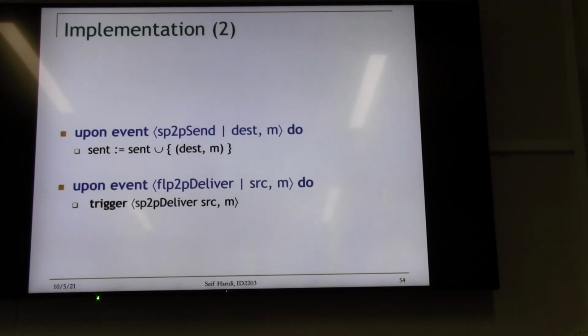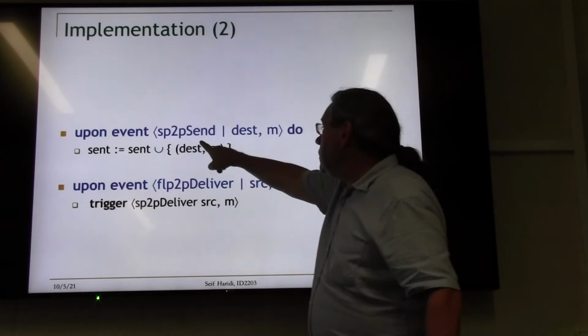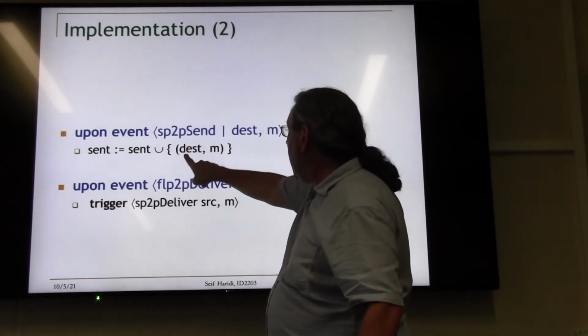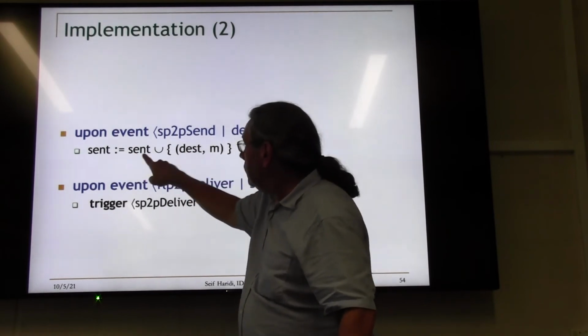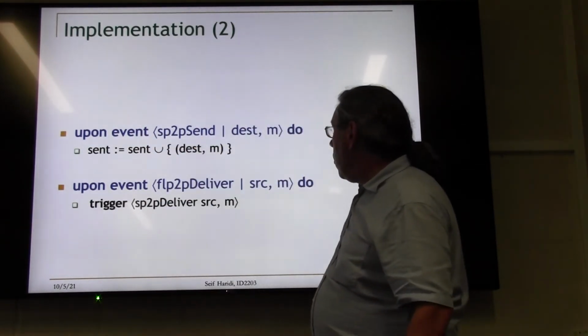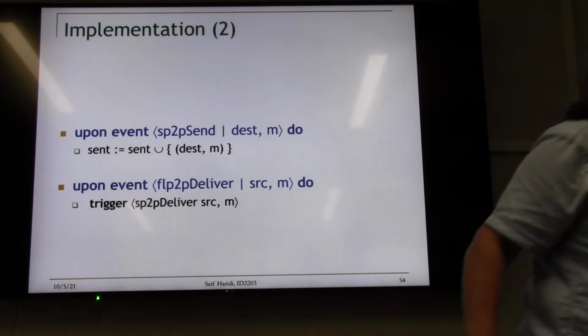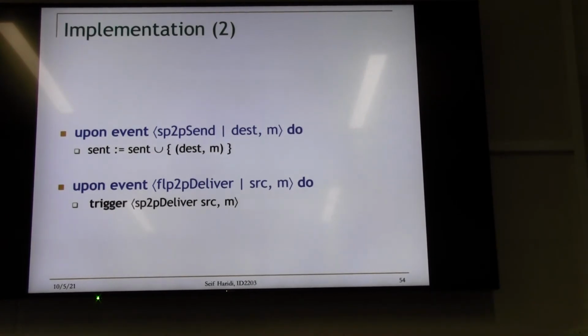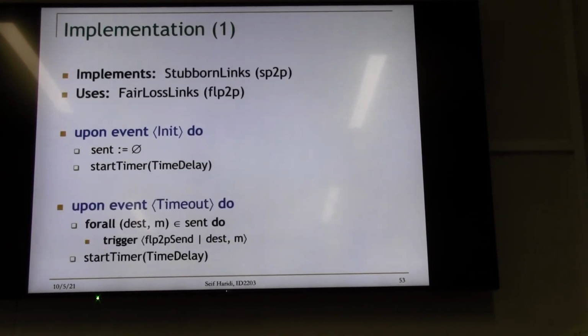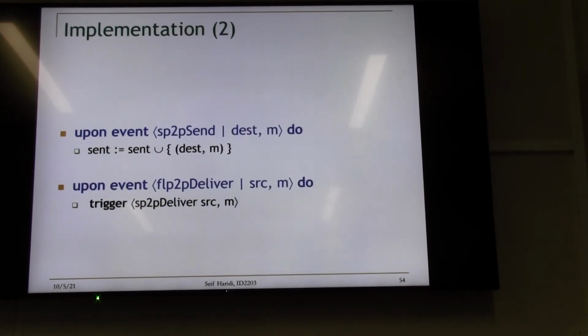And the second part is this. What does the stubborn point-to-point send do? It just adds the message into the sent set. That's all it does, one line of code. And what does fair loss point-to-point deliver do? It just does stubborn deliver. So when I receive this message, I will send this one. And that's it. That's the whole code. Simple code, right? This plus this, a few lines of code. You see how it works? My two-layer system? No problem? Okay, great.